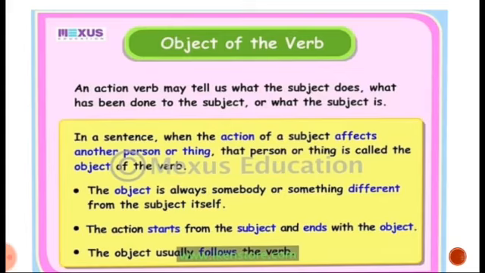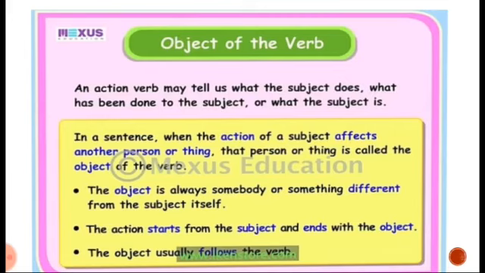So when the subject does the action, it affects the other person or thing. That person or thing is called the object of the verb. Clear? If the subject does the action, the object receives the action. So the object is always different from the subject. I hope it's clear. So the subject is doing the action and the object receives the action. If the action starts from the subject, it ends with the object.